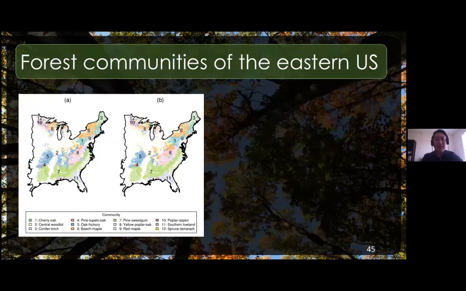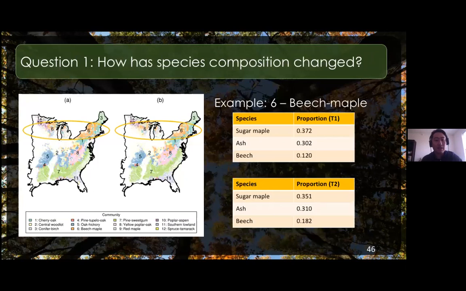And so to answer our first question of how the species composition was changing, I just chose a couple of examples here. The first being the beech maple community up in the northern part of the study region. And you'll see it's made primarily of sugar maple, ash, and beech at both time periods, and that the relative proportion of each of these is quite similar between the two time periods. So this community was relatively stable in its species composition.